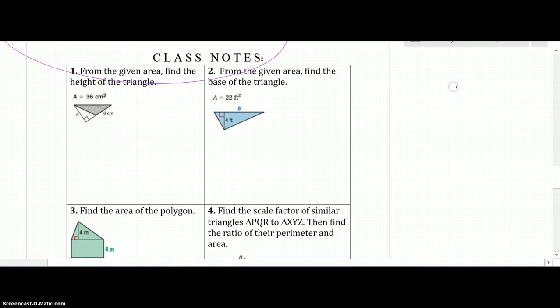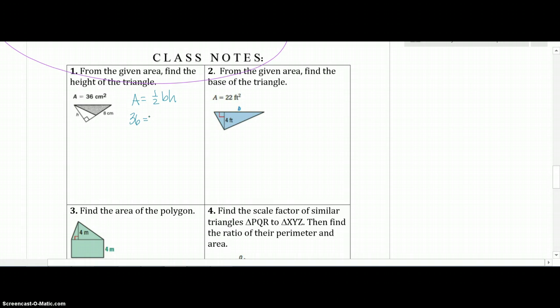I recommend that you always start with the formula. And that's for all of the problems, because that's going to kind of visually walk you through the problem on what to plug in where. Okay? They tell us that the area is 36, so I'll put that in for the area. And then we have a base and height.